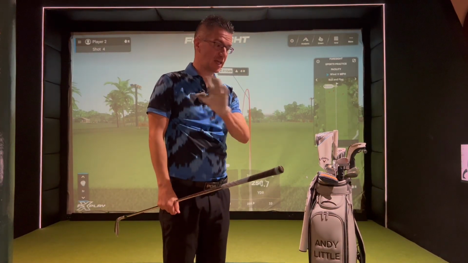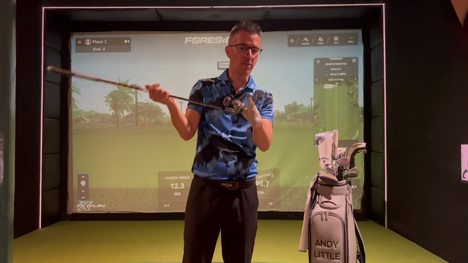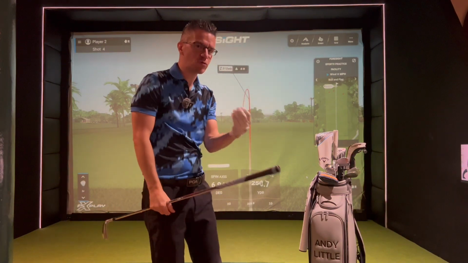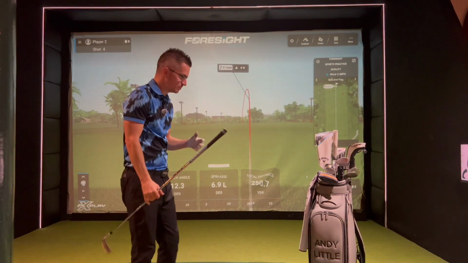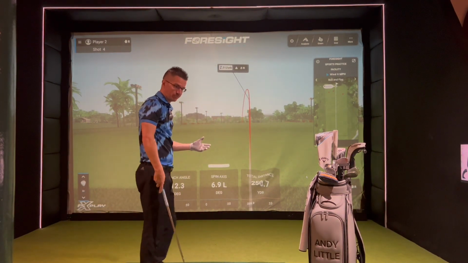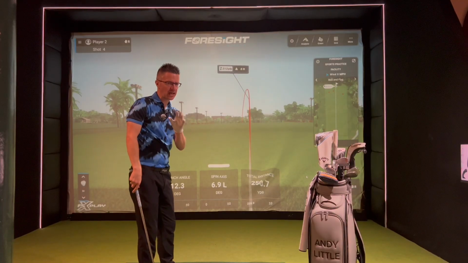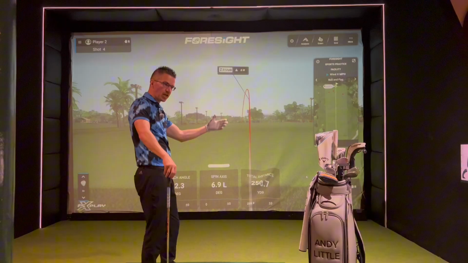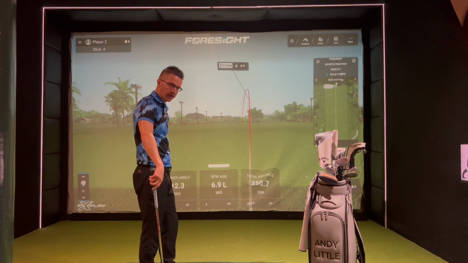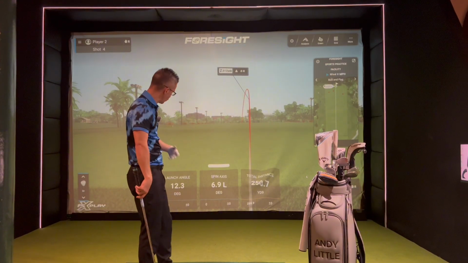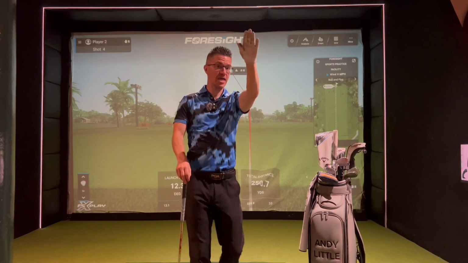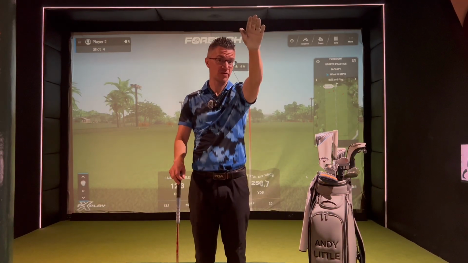I try and keep it really simple. Every club, every iron, has a slightly different launch angle. But as a general rule, to keep it really simple, if I was hitting a mid-iron, wedges are probably a little bit different, but if I was hitting an iron, a 9-iron to a 4-iron, if my launch angle can be under 20 degrees, that for me is going to give me a nice penetrating flight.